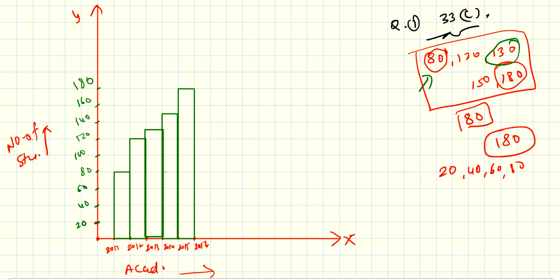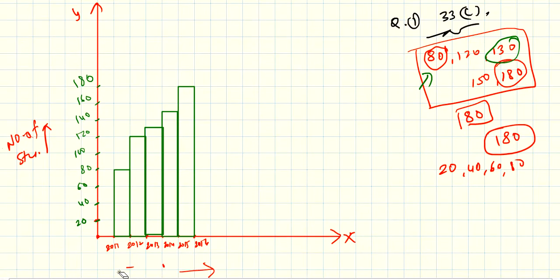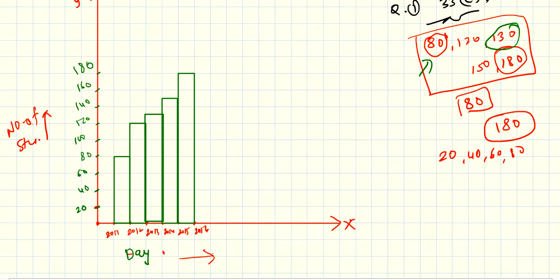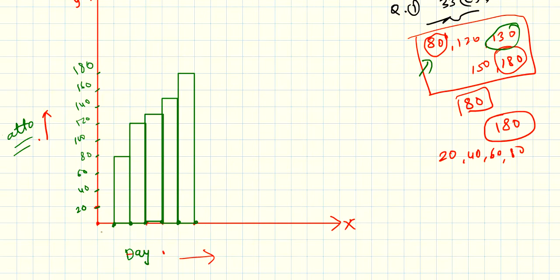In question number 2, simply you are having day. So similarly, you will write day in this direction, x-axis, and attendance here in y-axis. Okay, so as you can see, Monday to Saturday. So this one is your Monday, Tuesday, okay, then Wednesday, Thursday, Friday, Saturday. The same diagram, same process. The only change is in this scale.